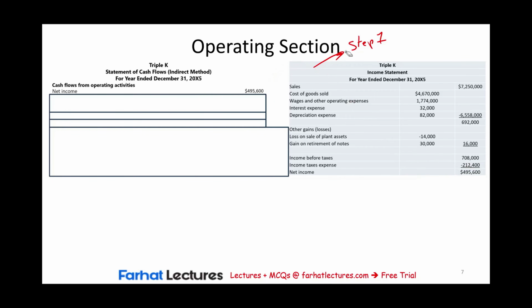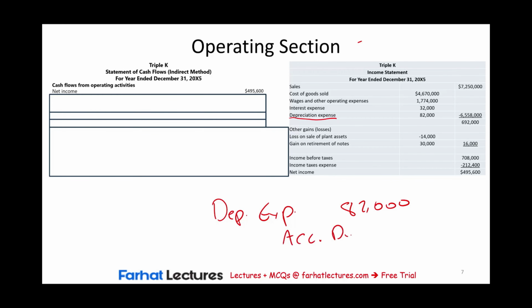Step 2, we said step 2 is scan the income statement, look for non-cash expenses and add them. Well, what are non-cash expenses? Depreciation expense. Now, why do we say this is a non-cash expense? Think of the journal entry. Think about when you debited depreciation expense, 82,000, what did you credit? You credited accumulated depreciation. We call this a non-cash expense. Why? Because expense went up and we did not credit cash. So this is an expense, but the cash was not reduced.